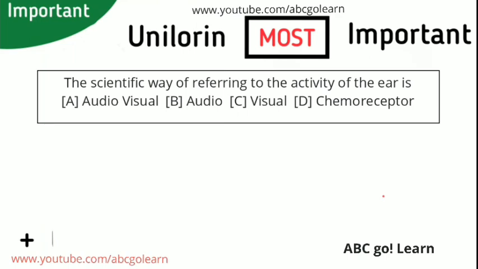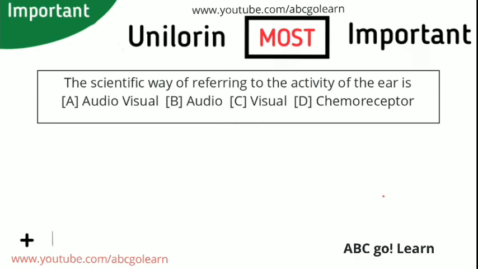Question number 20. The scientific way of referring to the activity of the air is A. Audiovisual, B. Audio, C. Visual, D. Chemoreceptor. How would you know the answer? If you are talking about audiovisual, it is the combination of two things. Audio, what you can hear. Visual, what you can see.